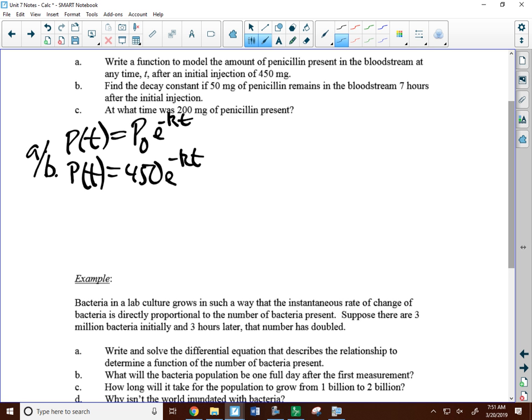Let's go on to part B. So find the decay constant. That's K. If you have 50 milligrams of penicillin after 7 hours. After 7 hours after the initial injection. So this is the amount. The amount is P of T. Plug that in. 450 was the initial amount. We already had that. And then 7 hours, that's time. So you see we can solve for K here. It's going to be similar to the last one with solving for T.